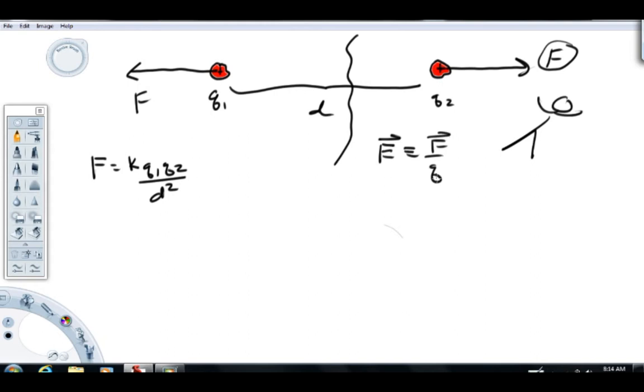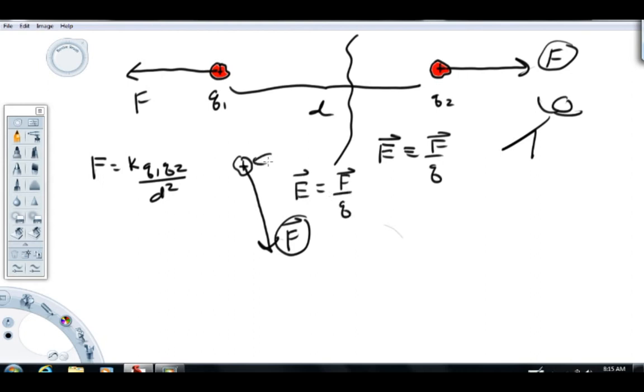Now, if I were to take this charge and put it over here to this point in space right here, by observation, I would know that the force exerted on this charge would be down and to the right, directly away from charge 1. So the electric field vector is going to equal this force divided by whatever the charge is here.